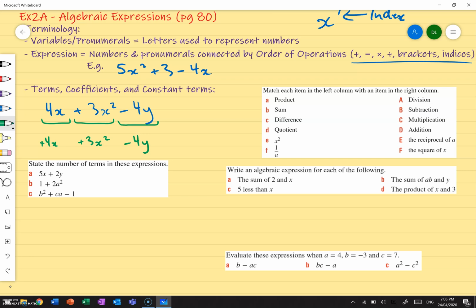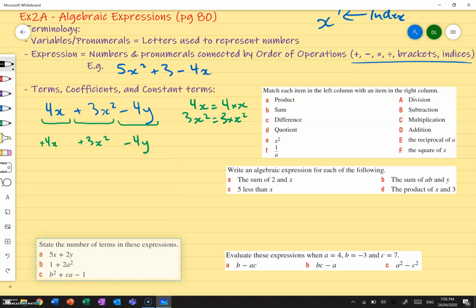That's because between the 4 and the x, you don't see it because we don't write it, but 4x is actually 4 times x, and 3x squared is 3 times x squared. So that's what a term is. It's connected by multiplication or division. Now, terms are separated by plus or minus. You can see every time after I've written a term, I've written plus or minus, so I've cut it off like that. That's how I separate my terms.